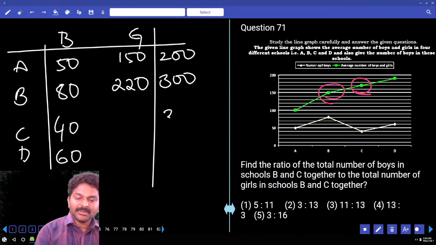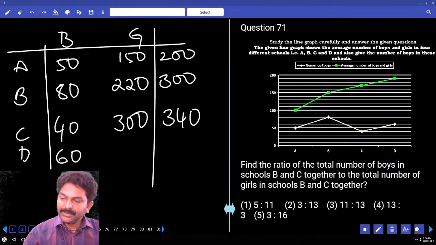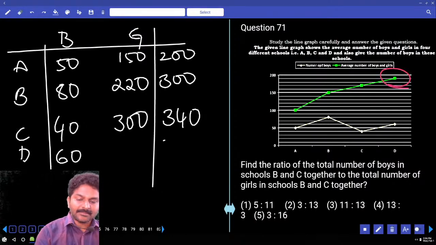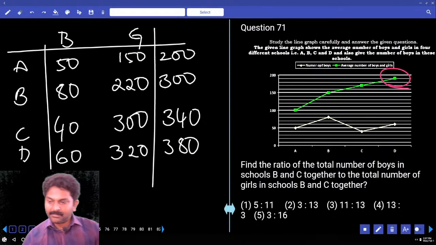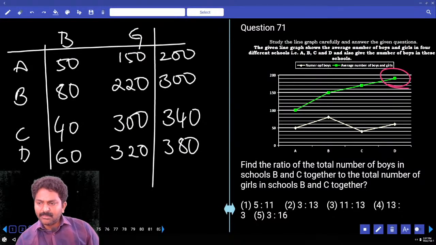170. 340. 300. Next. 190. 380. 380. That means 320. It is not even cumulative also.